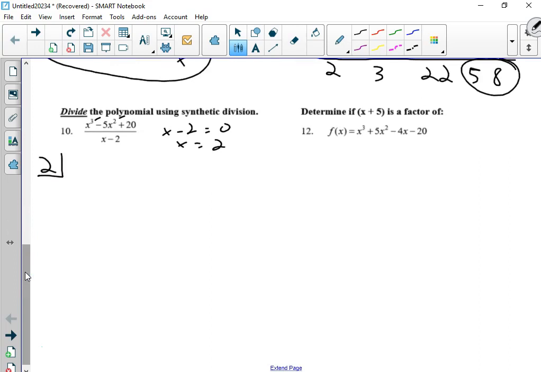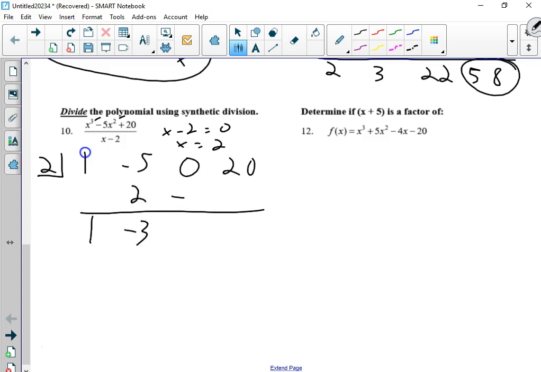Now, I have 1 for my x cubed term. I have negative 5 for my x squared term. I have 0 for the x term that's not there. And then I have a 20. Drop down the 1, times by 2. That's negative 3. Times by 2 is negative 6. Add, and I get negative 6. Times 2 is negative 12. Add, and I get 8. That's my remainder.